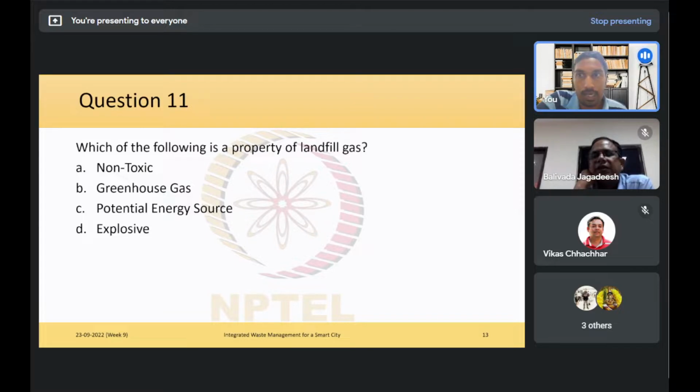Okay, so question number 11 is, which of the following is a property of landfill gas? So the options are non-toxic, greenhouse gas, potential energy source, explosive. So we have multiple gases produced from a landfill. So which of these can be a property? It could be a property of just one gas or multiple of them, but which of these are properties that we see from landfill gas?